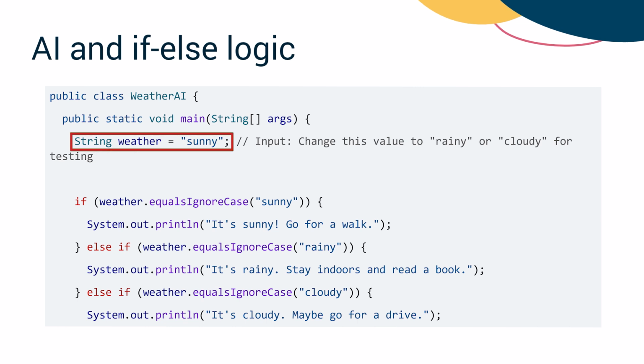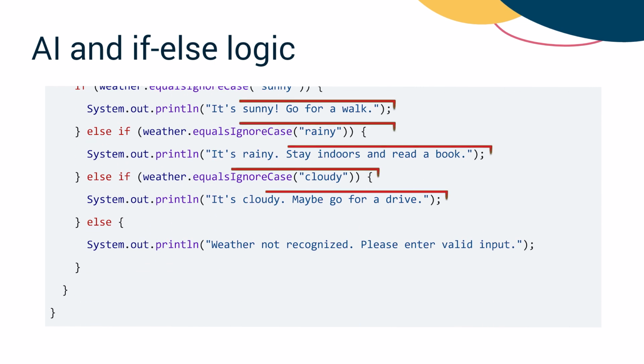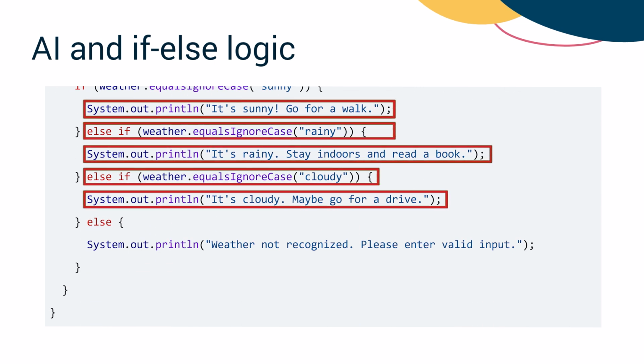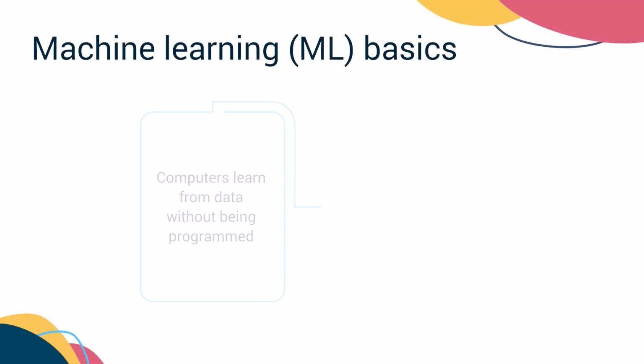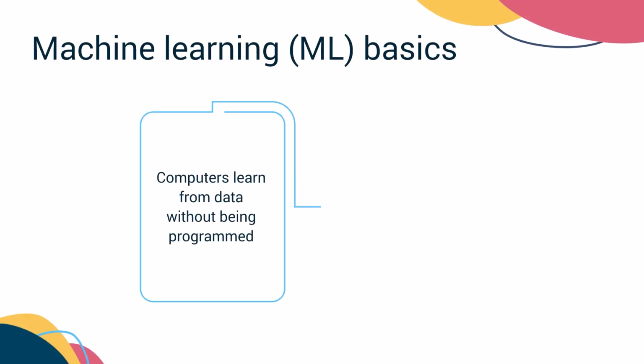Add an input so the program accepts a weather condition, such as sunny, rainy, or cloudy. Based on the input, the logic chooses an activity using if-else statements. For example, this type of logic is used in fitness apps to recommend outdoor or indoor activities based on weather data. Machine learning is a subset of AI where computers learn patterns from data without being explicitly programmed.